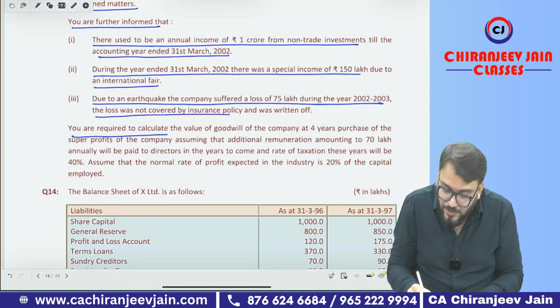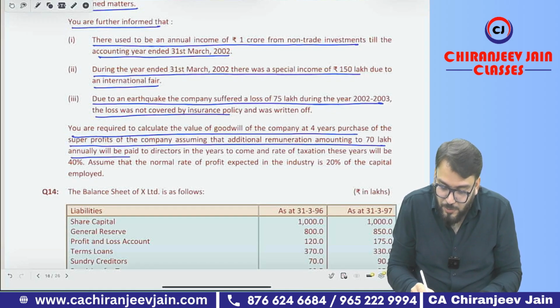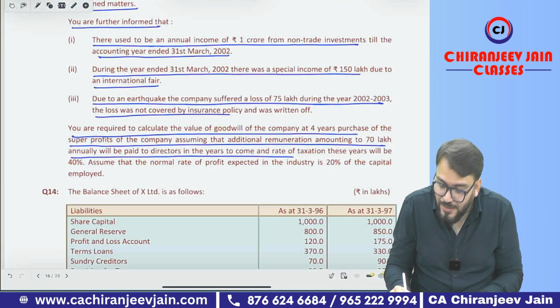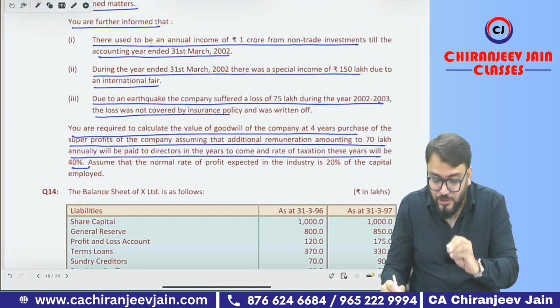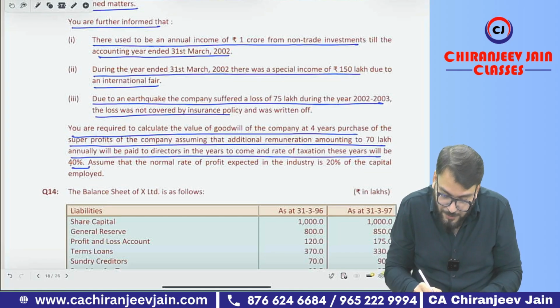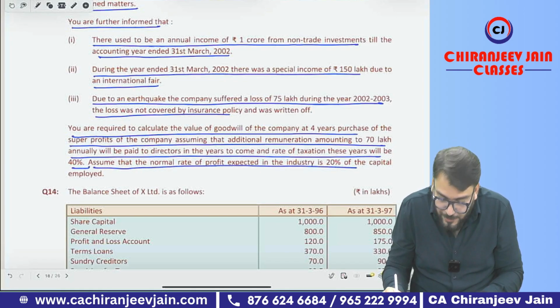You are required to calculate the value of goodwill of the company at 4 years' purchase of the super profit of the company, assuming that additional remuneration amounting to rupees 70 lakh annually will be paid to the actor in the years to come, and the rate of taxation of this year will be 40%. So there is some additional remuneration and the future tax rate is given as 40%. Assume that the normal rate of return expected in the industry is 20% of capital employed.